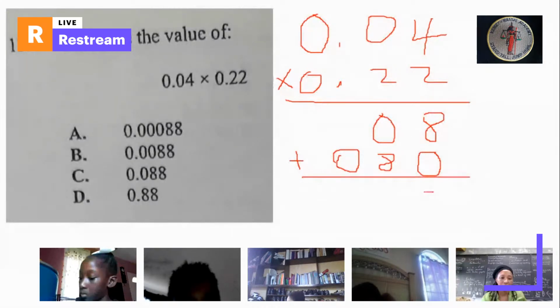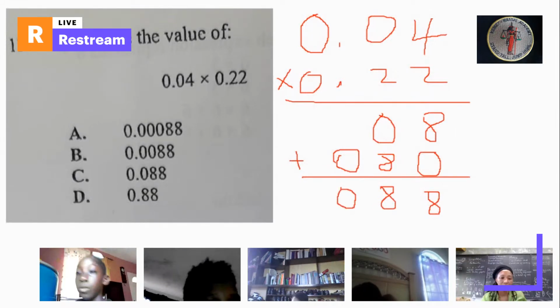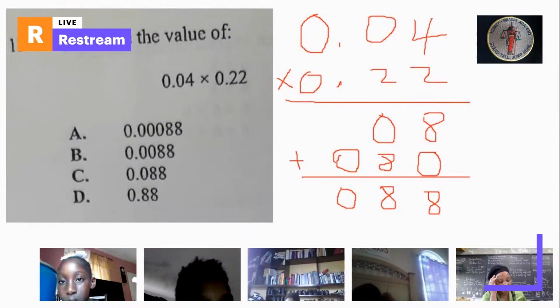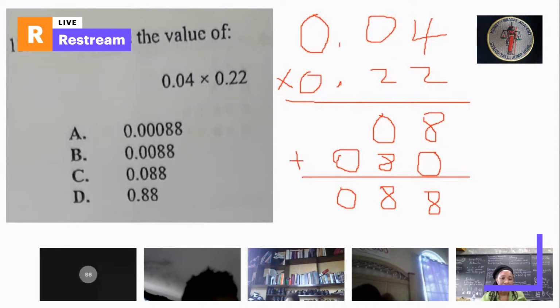So 8 plus 0 equals 8. 0 plus 8 plus 0 again equals 8. And the answer would be D, 0.88. But we're multiplying by decimals, so we have to count the decimal places for the final answer. There are 2 decimal places at the top and 2 decimal places at the bottom, so the answer should have 1, 2, 3, 4 decimal places. Even though we just have 3 digits down here, we have to fill in zeros to make it 4 decimal places. So it's not D. We have to fill in a 0 there, and normally we put a 0 to hold the ones place. So that would be B.